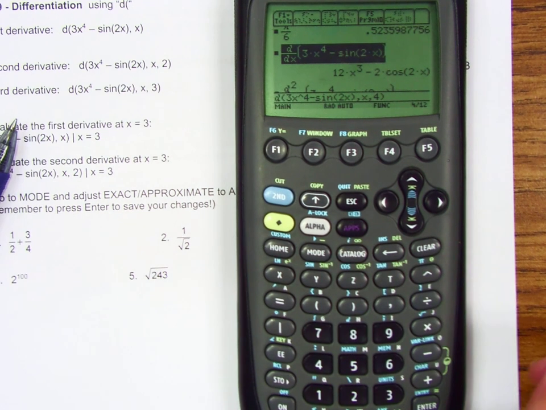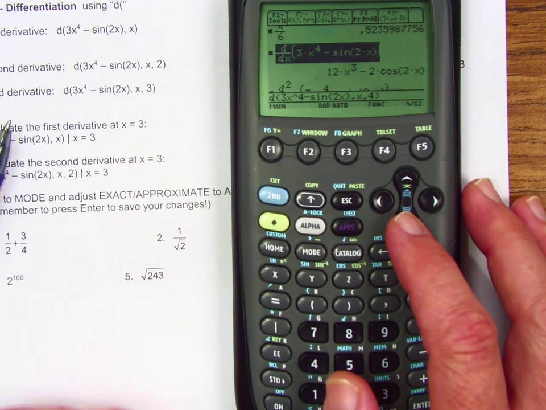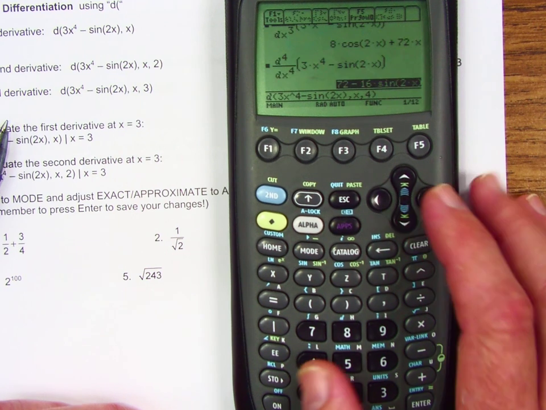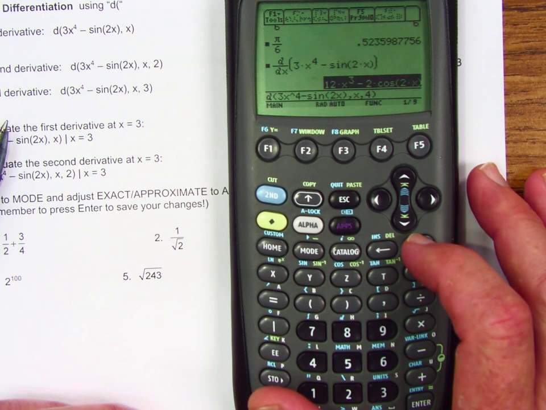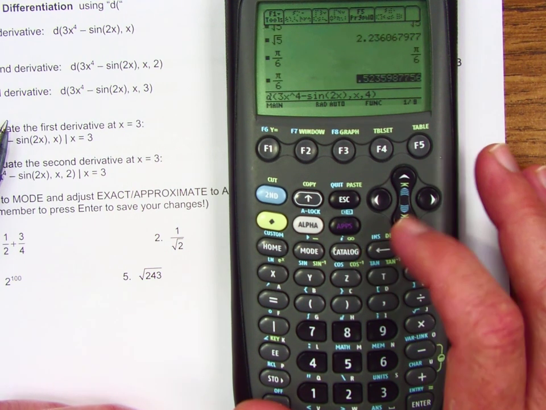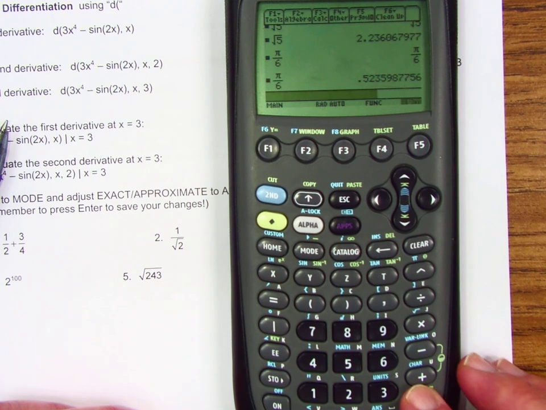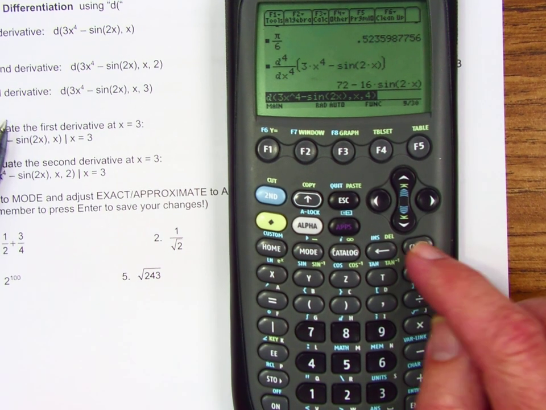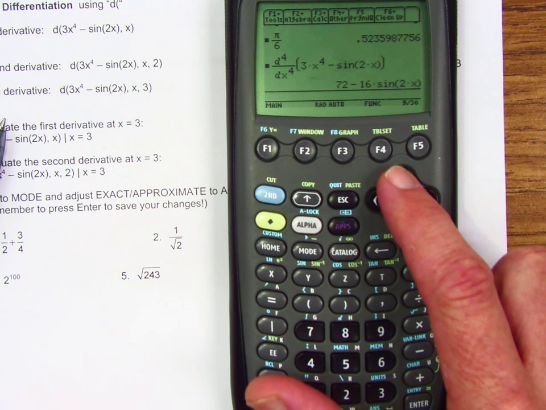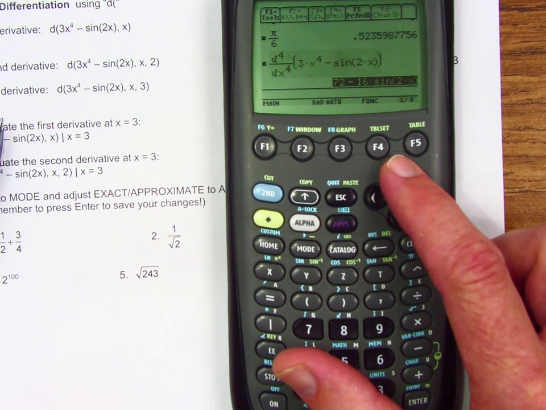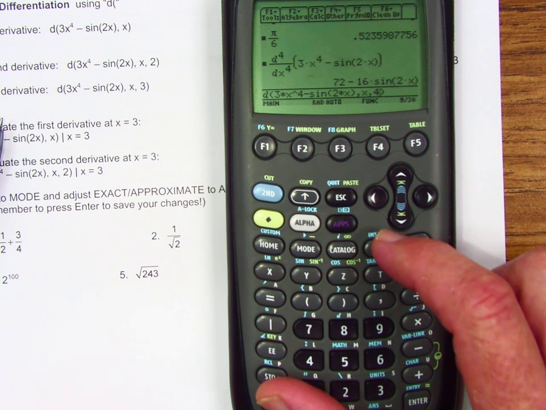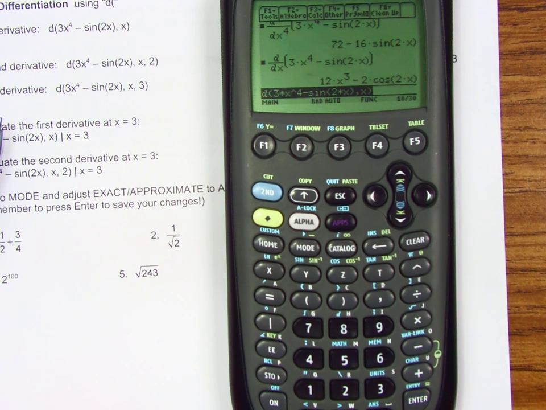All right, the last thing I want to show you is what if I want to find the derivative at a point? I'm going to clear a bunch of these off. So you have two options. We can go get that derivative. Ooh, I don't want that one. Hold on, let me go back to the first derivative. Okay, so here's our first derivative.